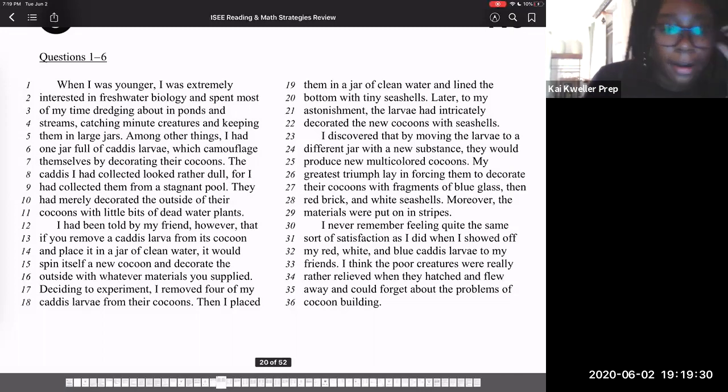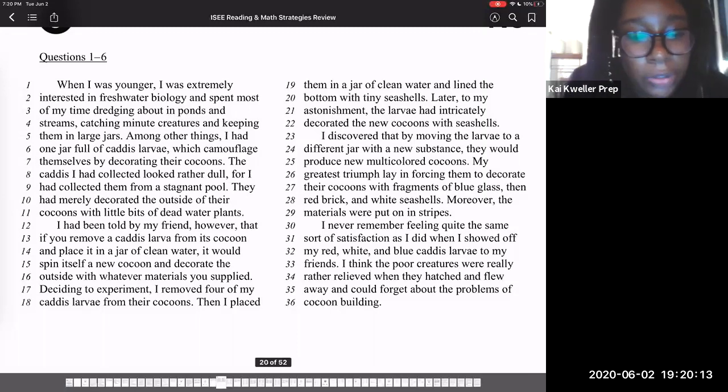When I was younger, I was extremely interested in freshwater biology and spent most of my time dredging about in ponds and streams, catching minute creatures and keeping them in large jars. Among other things, I had one jar full of caddis larvae, which camouflage themselves by decorating their cocoons. The caddis I had collected looked rather dull, for I had collected them from a stagnant pool. They had merely decorated the outside of their cocoons with little bits of dead water plants. I had been told by my friend, however, that if you remove a caddis larva from its cocoon and place it in a jar of clean water, it would spin itself a new cocoon and decorate the outside of whichever materials you supplied.